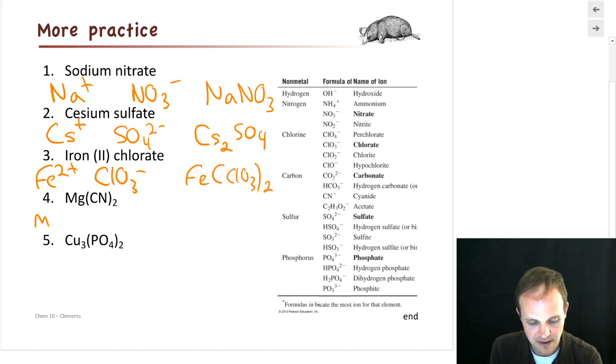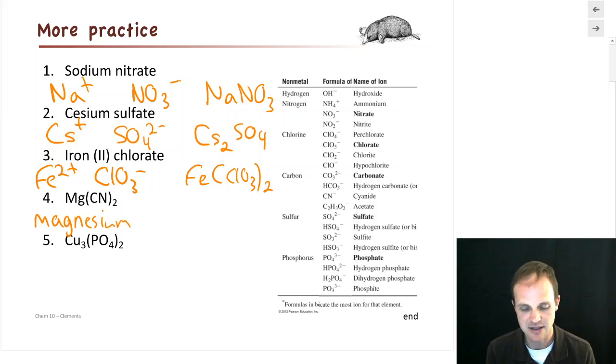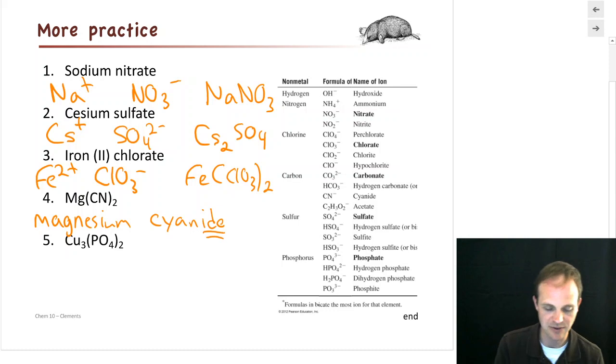Magnesium. Here I want a name. So I start with magnesium, the name of my cation. And the nice thing about these is, I just need to give you the name of the anion here, which is cyanide. One of those exceptions to the IDE rule.